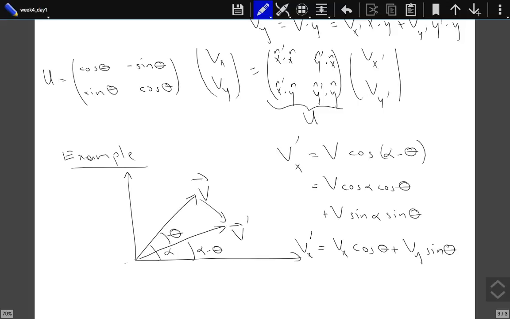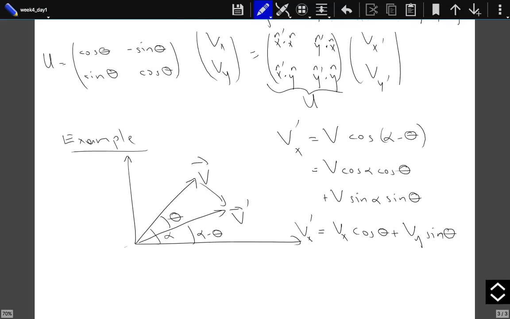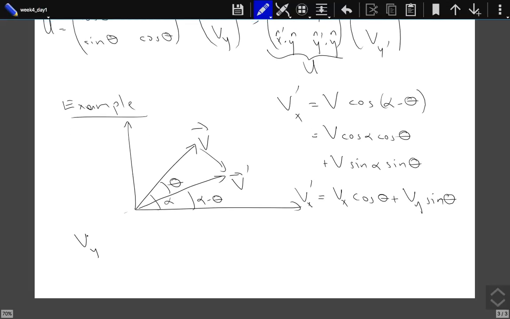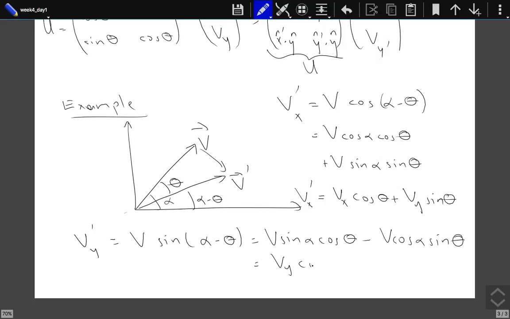Do you agree? So what I did is V times cosine alpha, where V is this length and this is my alpha. So V times cosine alpha is this length over here, which is nothing but Vx. And I can do the same thing for the y component of my new vector. This is V times sine of alpha minus theta, which is V times sine alpha cosine theta minus V times cosine alpha sine theta. But this is Vy cosine theta minus Vx sine theta.